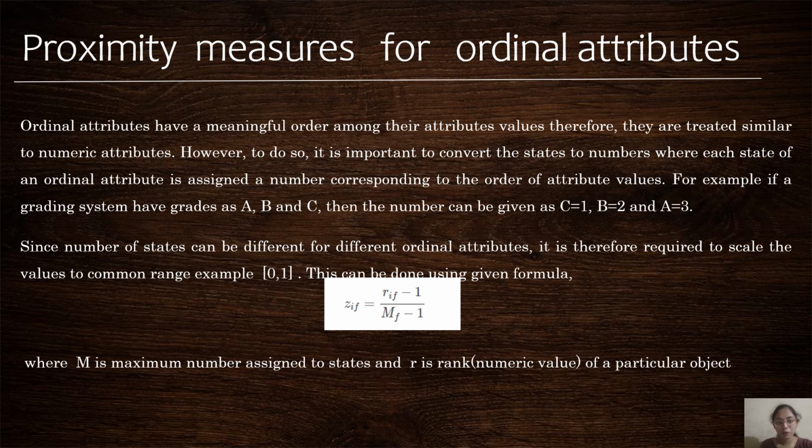Since the number of states can be different for different ordinal attributes, it is required to scale the values to a common range, for example 0 to 1. This can be done by using the formula given. Here, m is the maximum number assigned to states and r is the rank of a particular attribute.